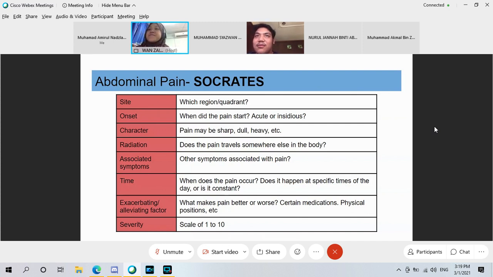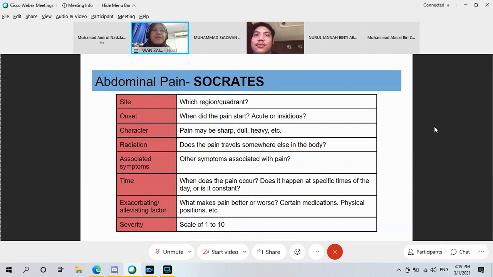Dull aching pain. Where is the origin? Which organ? Like the liver, spleen. It belongs to solid organ. Correct. Alright. Dull, heavy pain is usually solid organ.